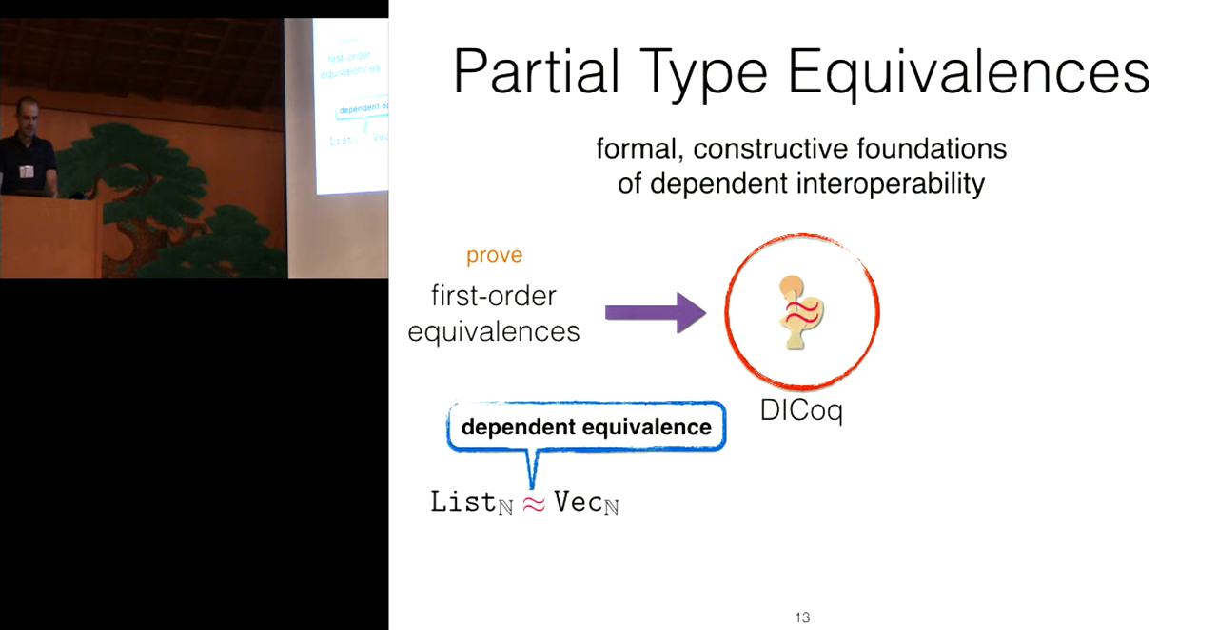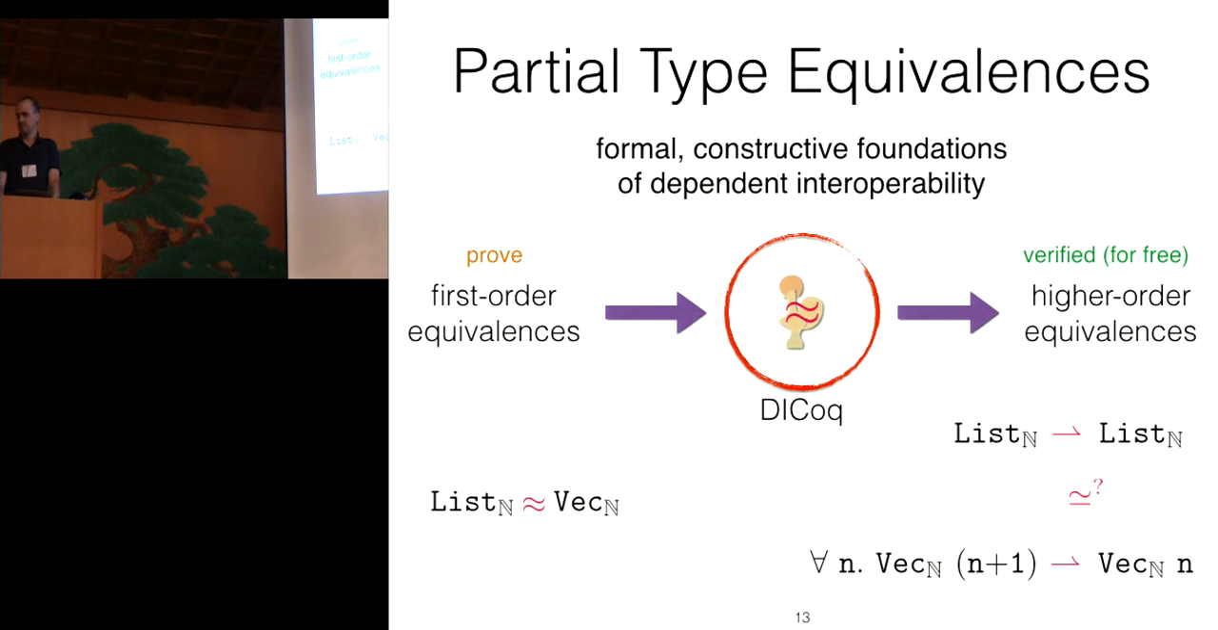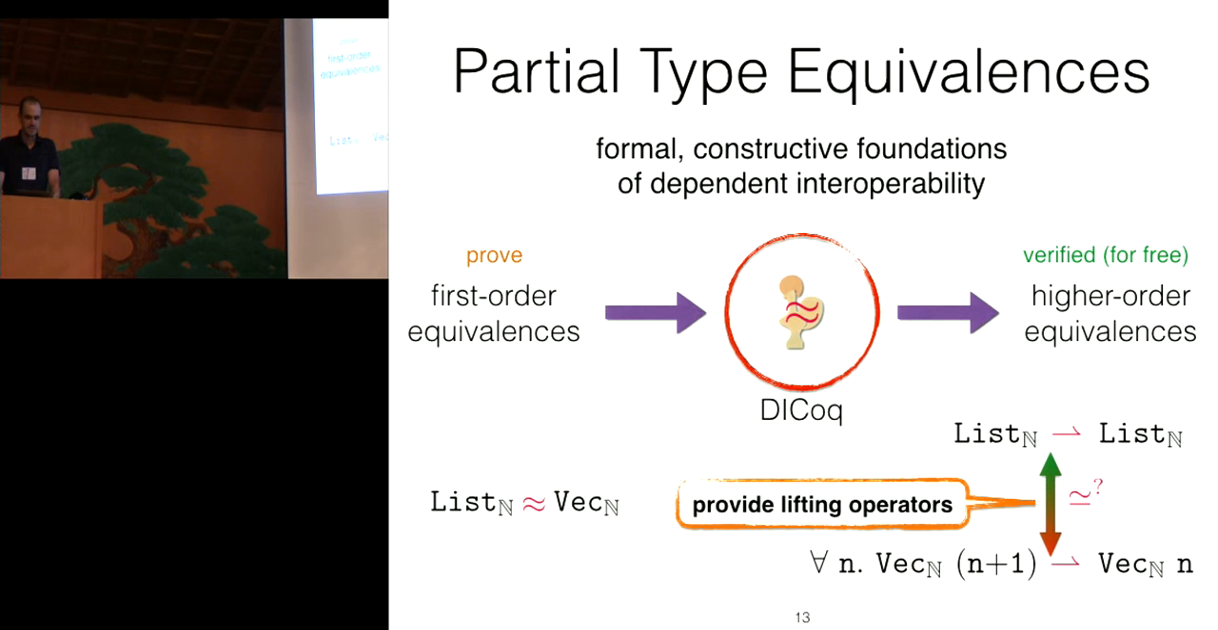And once the user does this, the framework provides higher order equivalences, which are verified by construction, between functions that operate over those types, right? So you get basically an equivalence between functions on list and functions on vectors. That's what we call a partial equivalence. And this equivalence is actually constructive in that the proof of the equivalence is actually the algorithm that does the conversion. And so therefore, this is the lifting operator that you want, and it's by definition correct.